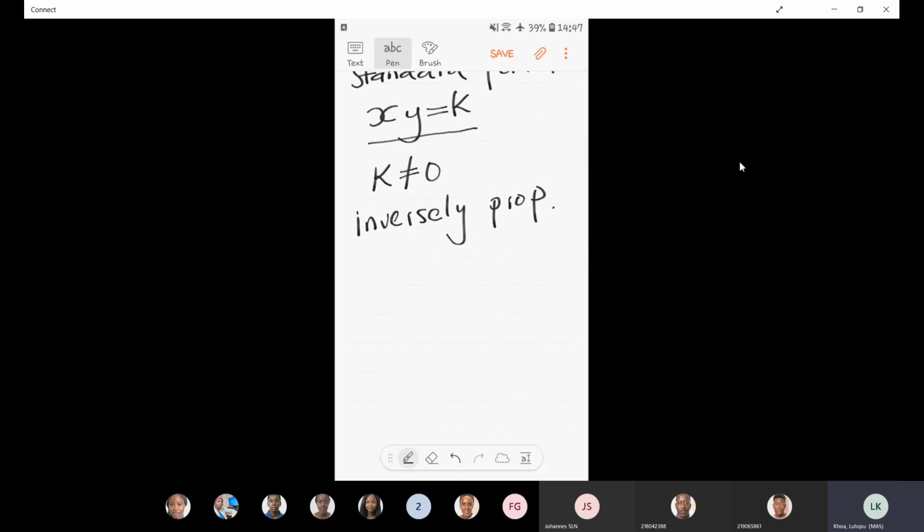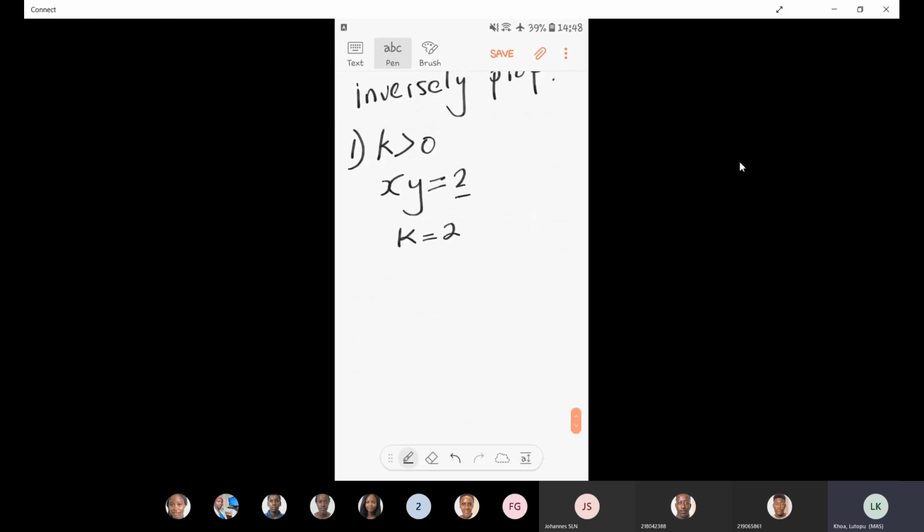Now we can have 2 scenarios. The first one is when k is positive. Let's say I give you this hyperbola to sketch: x times y is equal to 2. In this case, k is equal to 2, and k is positive. Now, I'm multiplying, and my answer is positive. It means x and y must both be positive, or x and y must both be negative, so that their product is positive.